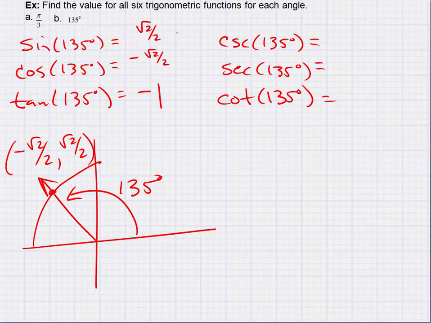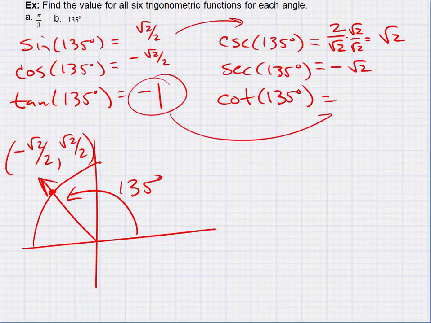Cosecant. Cosecant's reciprocal of sine. So I'm going to just flip this over. 2 over the square root of 2. Rationalize it. And I end up with square root of 2. Same thing for the secant, but it's the same, just negative. So negative square root of 2. And if I flip negative 1 over, I get negative 1.